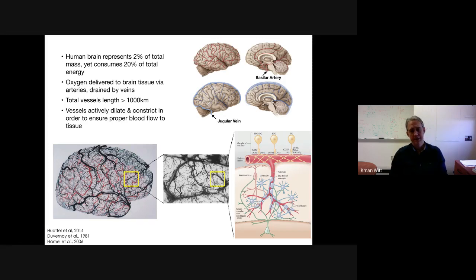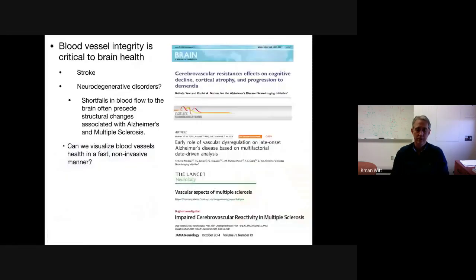Now, of course, oxygen is needed to power the brain, because the brain is never inactive. But if for whatever reason there's a quick stop in blood flow, then we get what's called a stroke, where the clinical symptoms are quite acute and quite severe.